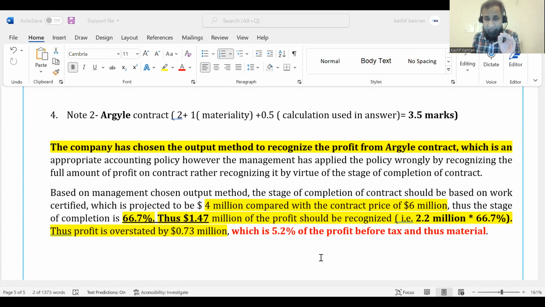Not every risk is worth 2 marks. Some of the risks can be worth 3 marks, some 3.5 marks, and some can even be worth 4. If you have more than one calculation, or more than one materiality in a given situation, you can fetch 4 marks. 4 is the maximum marks for a risk. 2 is the minimum. I hope you're clear with the marking scheme on note number 2. Is everyone clear with the note number 2 marking scheme?